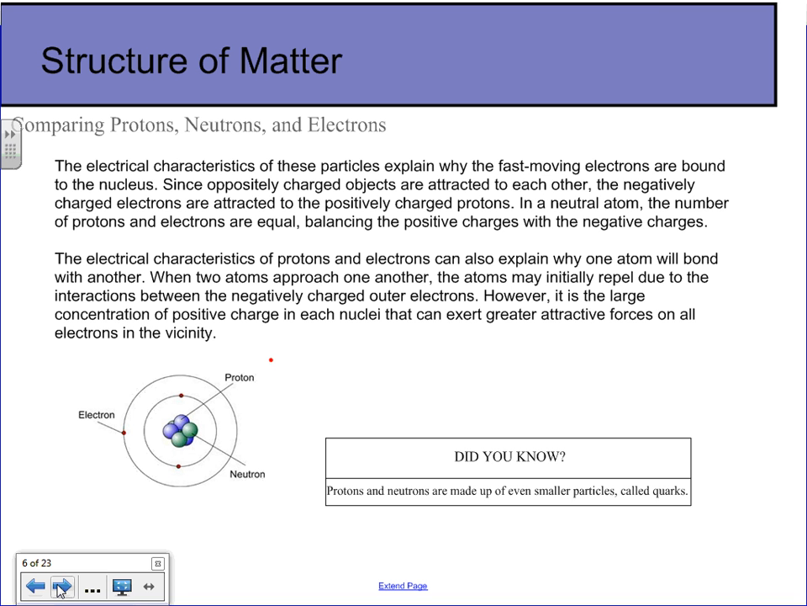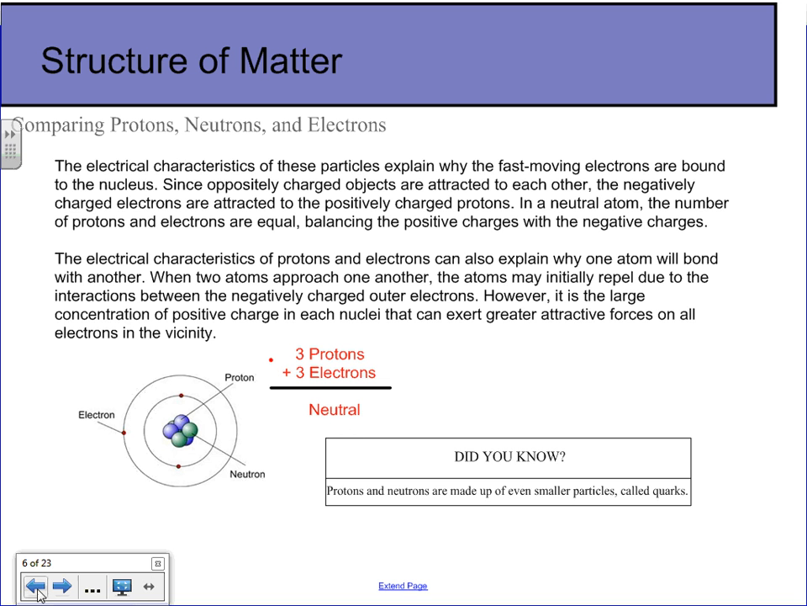The electrical characteristics of protons and electrons can also explain why one atom will bond to another. When two atoms approach one another, the atoms are initially repelled due to the interactions between the negatively charged outer electrons. However, it is the large concentration of positive charge in each nucleus that can exert a greater attractive force on all electrons in the vicinity. So here we see we've got 3 protons, sorry, and 3 electrons, so that means that this is neutral.